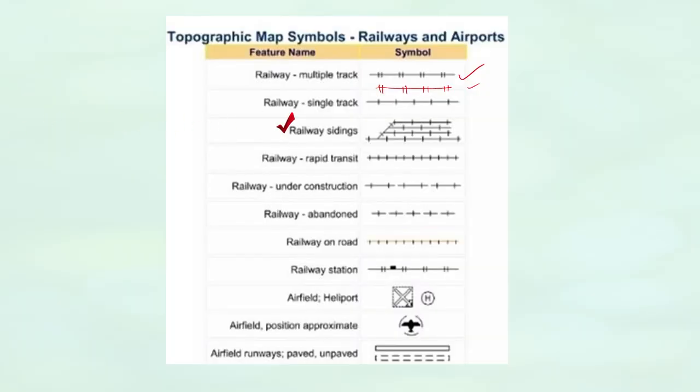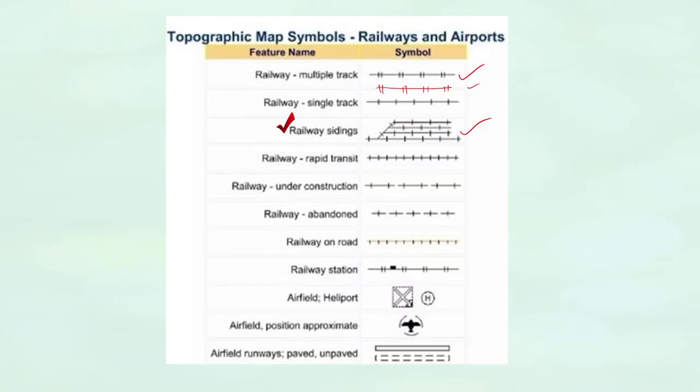Next, railway sidings. Even though in the rural area only a single track railway is available, for the crossing of a passenger train, another passenger train or any goods train, near the junction our railway department has a siding infrastructure. So, that kind of railway siding infrastructure will be represented like this. Okay. One train can stand in the siding, another train can move on.